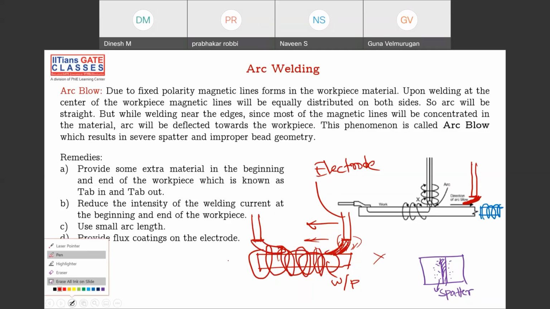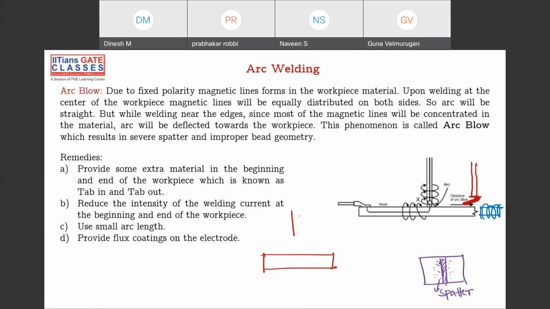If it is at the center, then both are the same. Both sides have workpiece. Both sides magnetic lines are created. The arc will be exactly at the center. So because of magnetic lines, the deviation of the arc will happen when the welding is performed at the edges, at the ends. Here is one end, and here is another end. This kind of deflection of the arc is known as arc blow. This kind of deflection because of magnetic lines is known as arc blow. And because of that, what will happen?